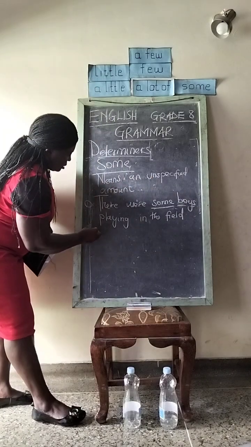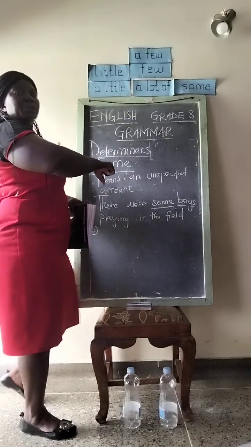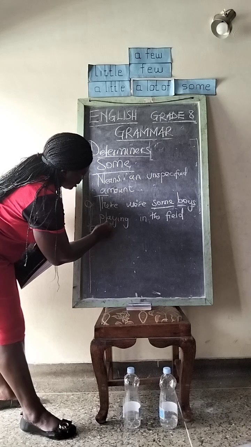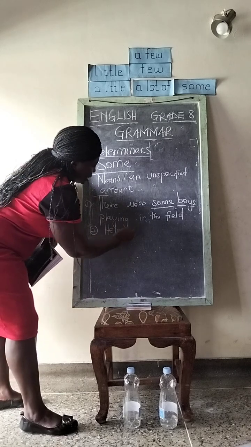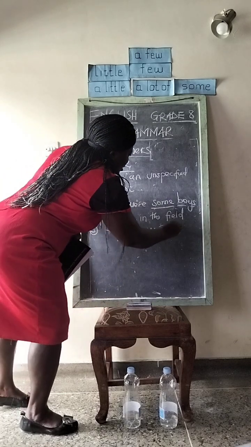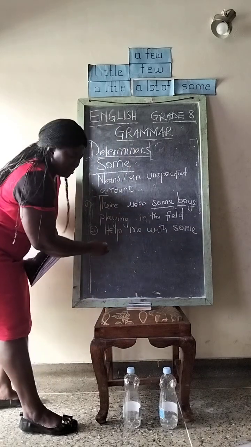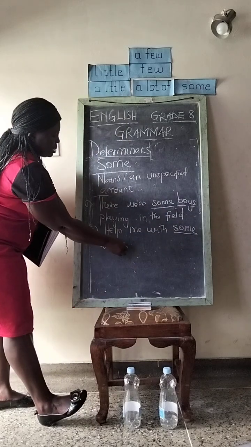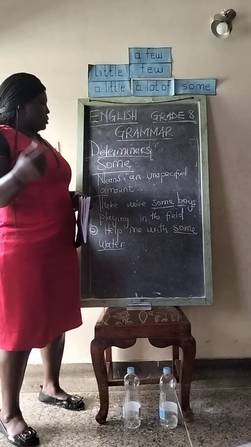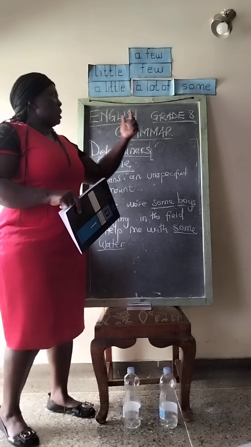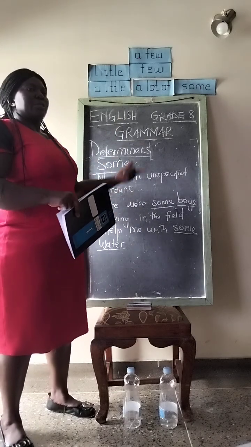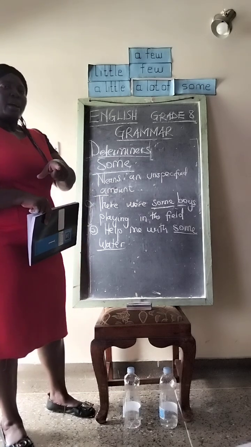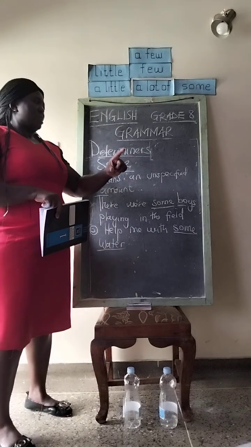You can also give an example of some using an uncountable noun. You can say, help me with some water. So we have used some with water, which is an uncountable noun. There are also others, for example, any, that I also want you later on to go discuss and then write some notes or class. Give sentences. You can also use any with both countable and uncountable.